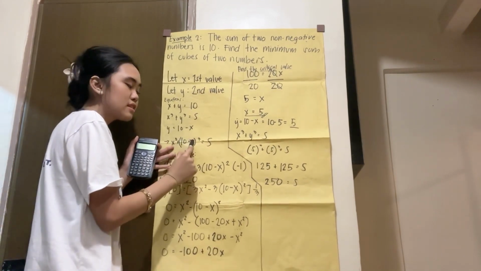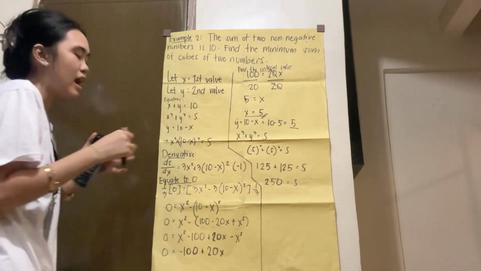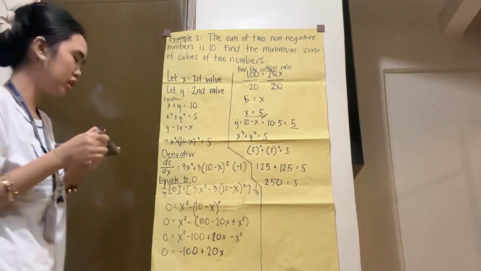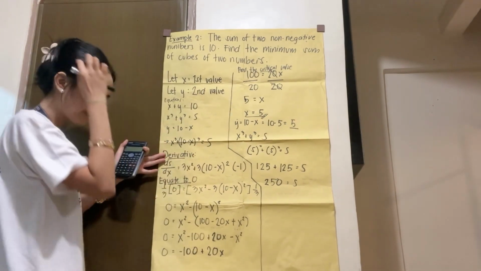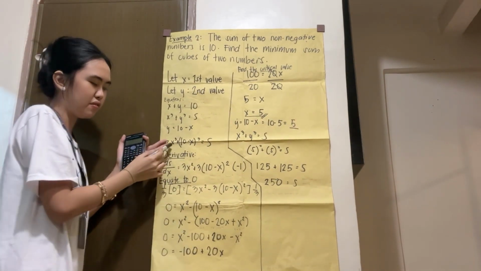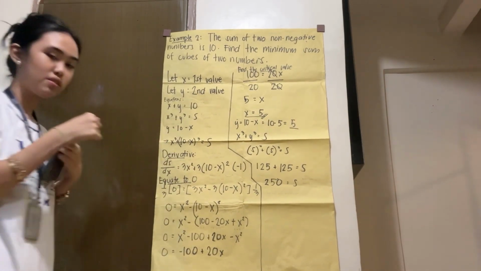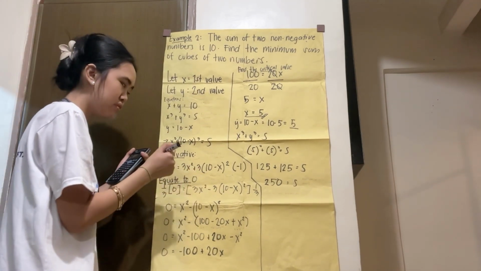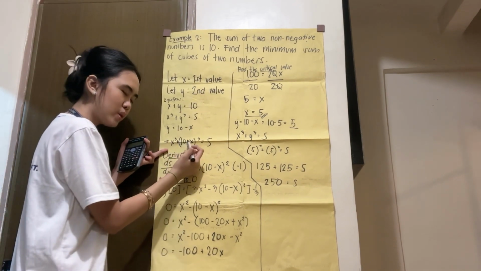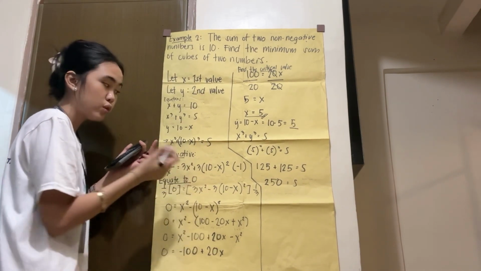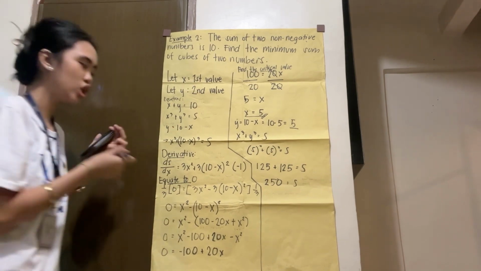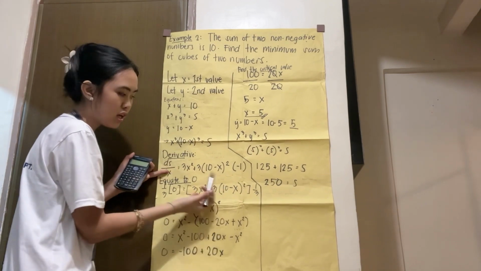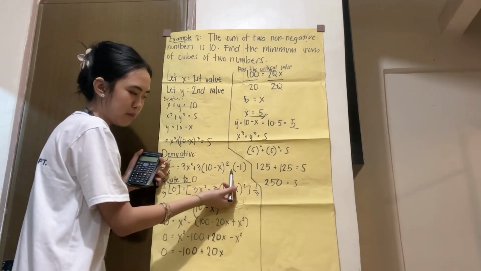10 minus x cubed. After having this, we need to find a derivative. To find a derivative, we need to look at this. What is the derivative of x cubed? The derivative of x cubed is 3x squared. The derivative of 10 minus x cubed, we need to use the chain rule. The chain rule is, we bring out the 3, and 3 minus 1 is equal to 2. So meaning, 3 here, and 1 and 2 here.